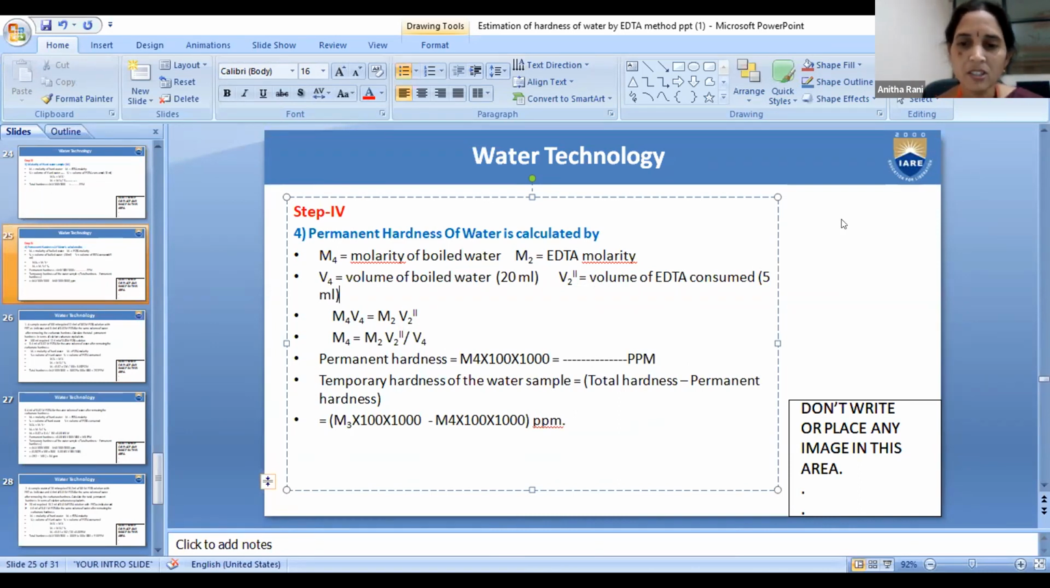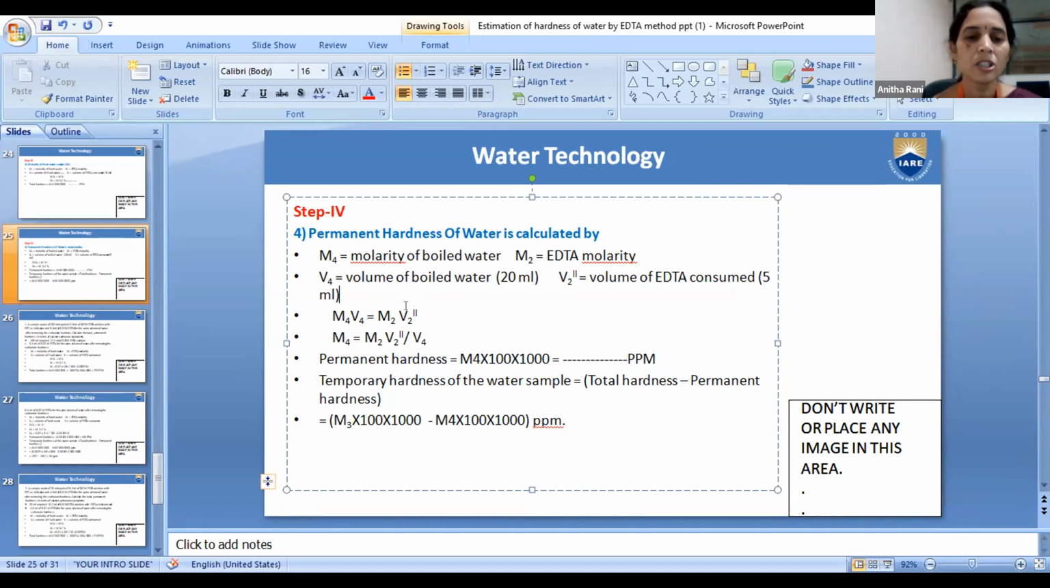There are no temporary salts. Only permanent salts will be there. Means less EDTA consumed in step 4, because there are no temporary salts, only permanent salts are there. So I wrote here volume of EDTA consumed for step 4, 5 ml. For step 3, I wrote 10 ml.